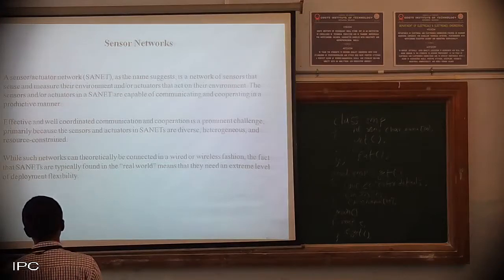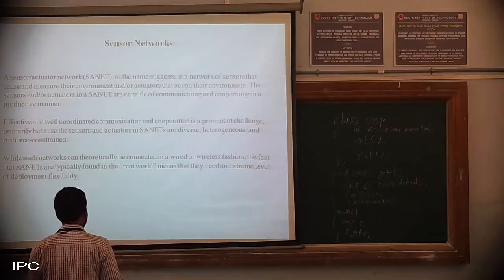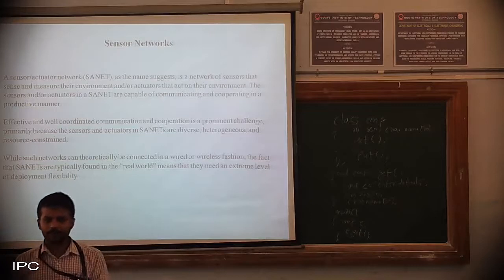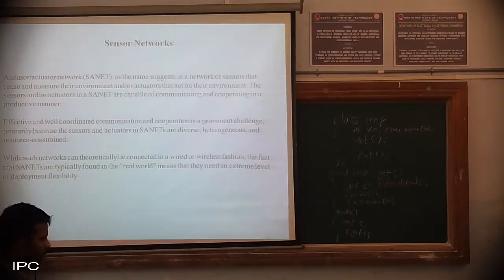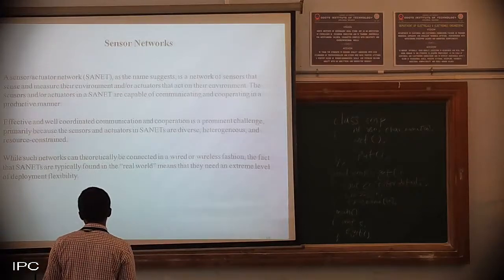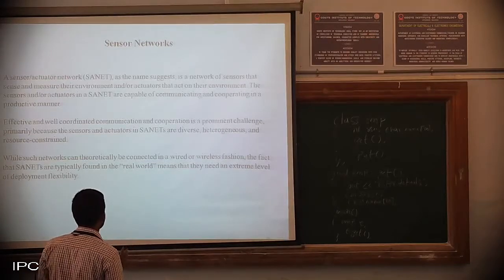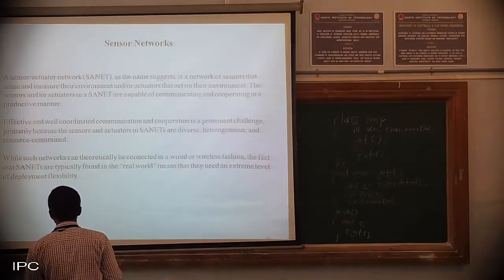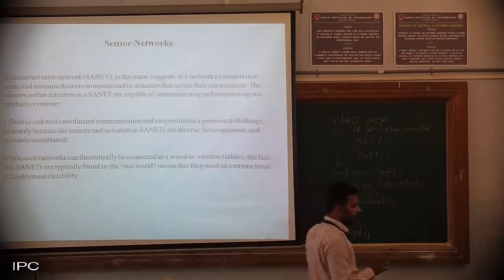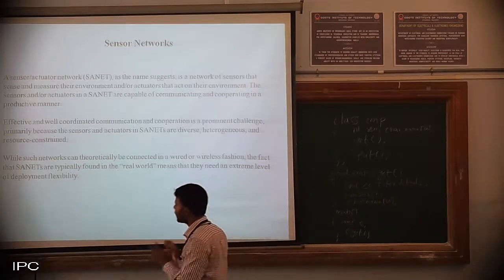While such networks can theoretically be connected in a wired or wireless fashion, meaning to the processor we can connect through wire or through wireless, the fact that SANets are typically found in the real world means they need an extra level of deployment flexibility. So this is a very important point. It can be wired or wireless, so we should give more preference to this.